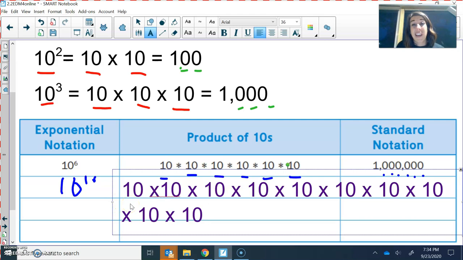I had to write 10 a lot of times. And you know what? It's hard to write 10 out that many times. It takes a while. It's much easier to say 10 to the 10th power. That's part of the reason why we have exponents, to save ourselves a little bit of time.